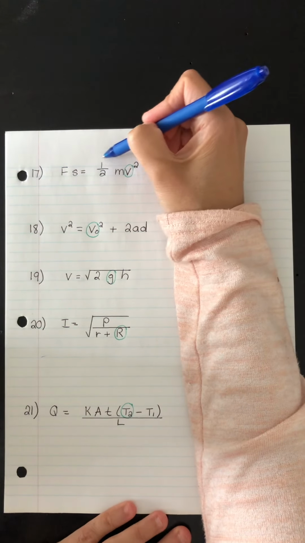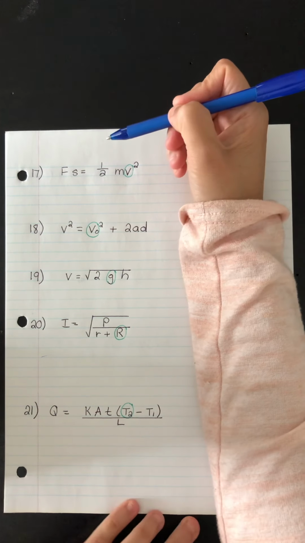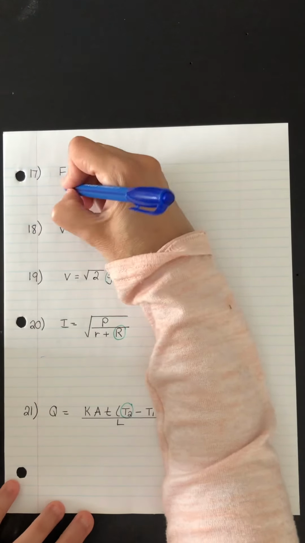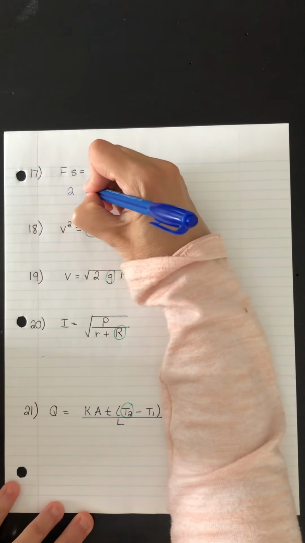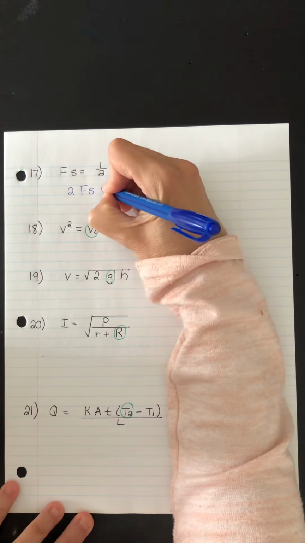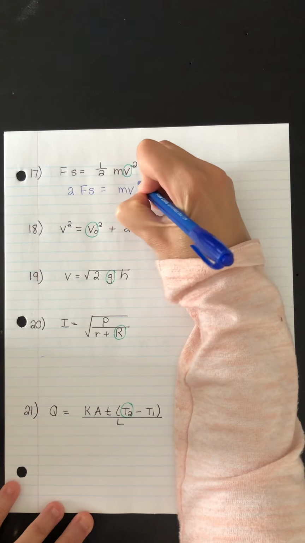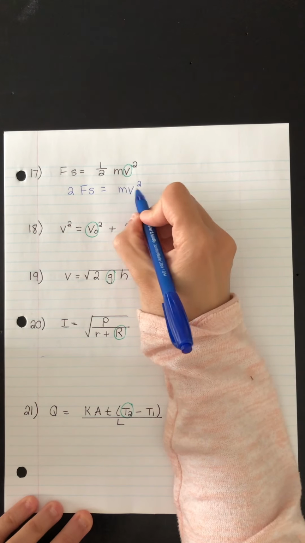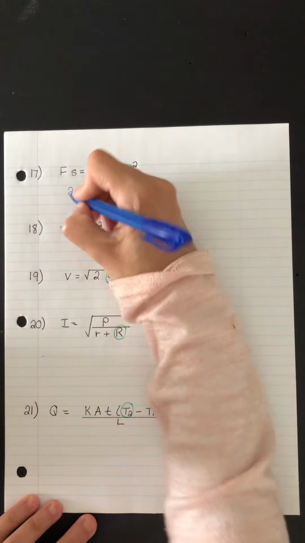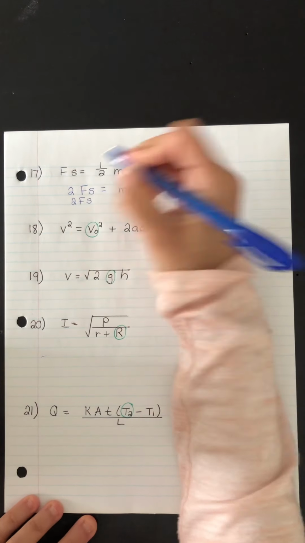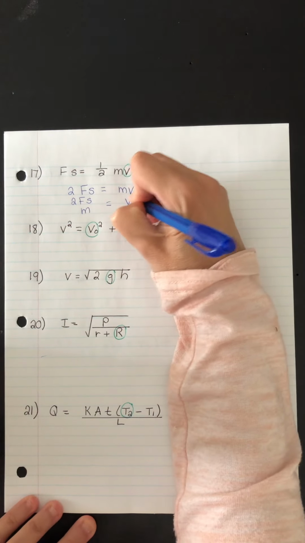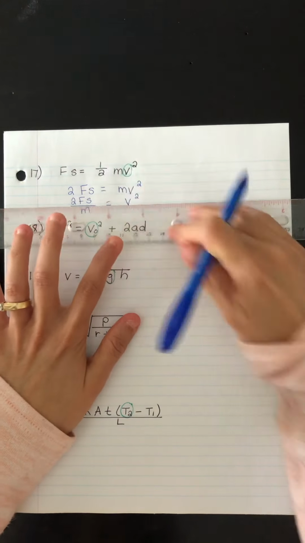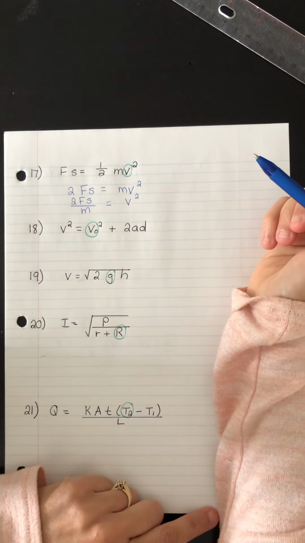First, to eliminate the 1/2, we saw this back in example 11. We start by doubling both sides of the equation. So 2 times Fs is mv squared. Next, move the m. This is multiplication implied. So here you will use division. And now you have a formula for v squared. It's 2Fs divided by m.